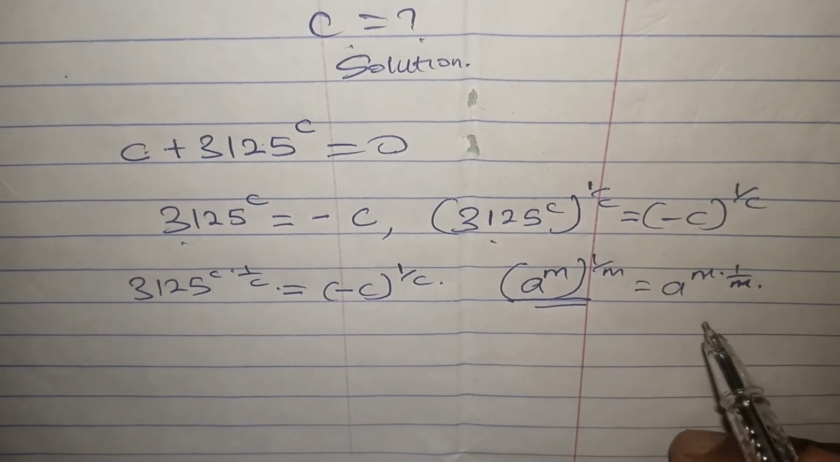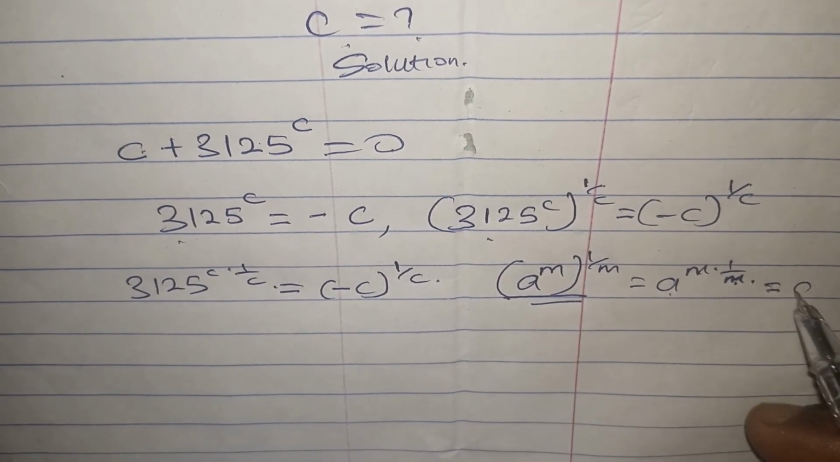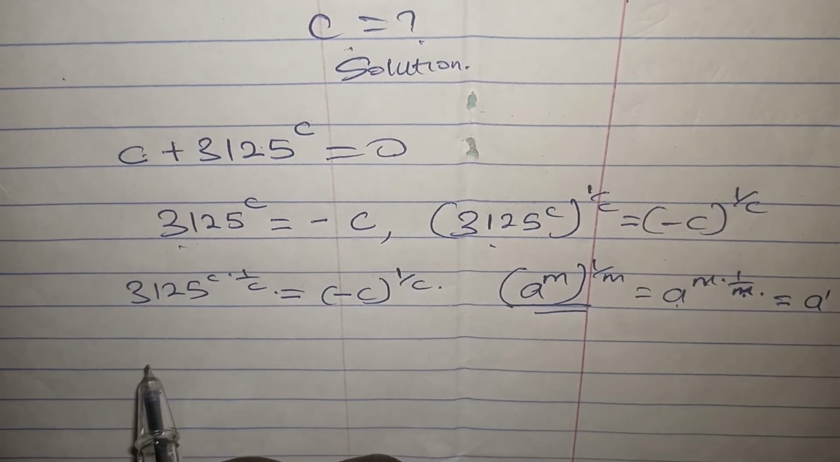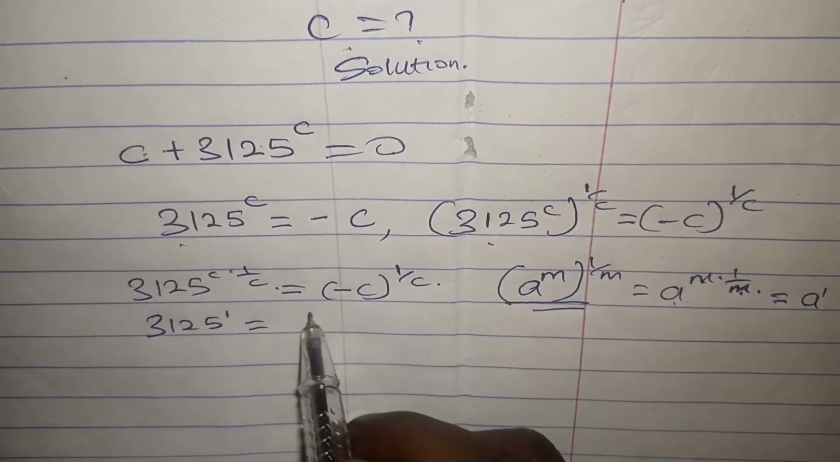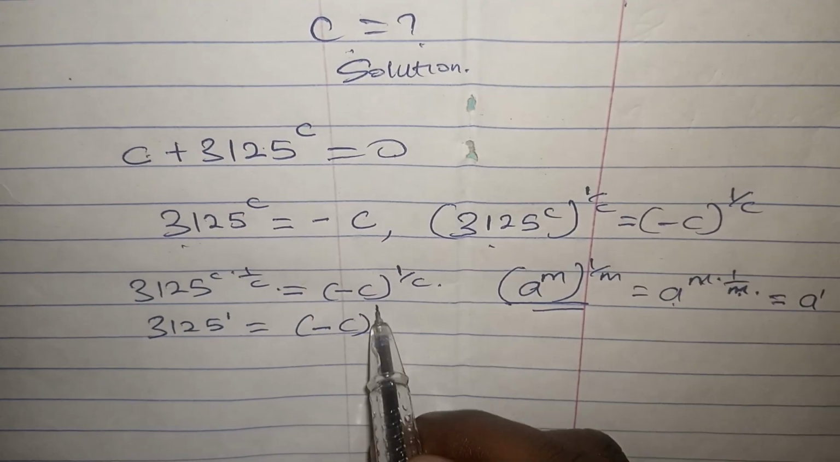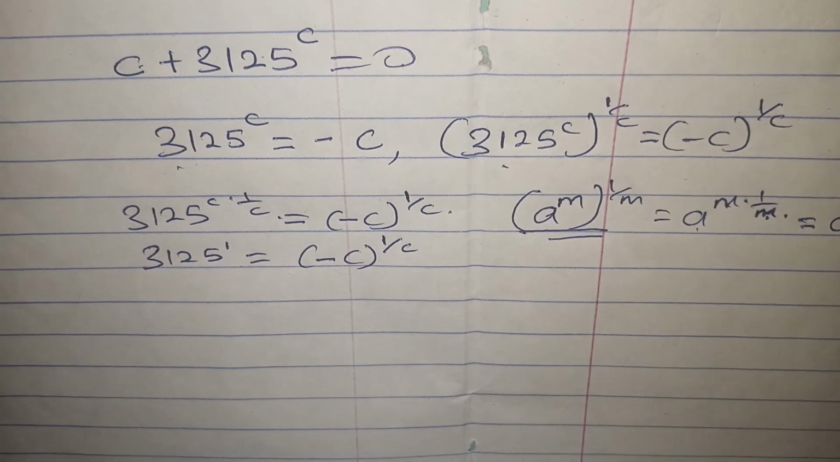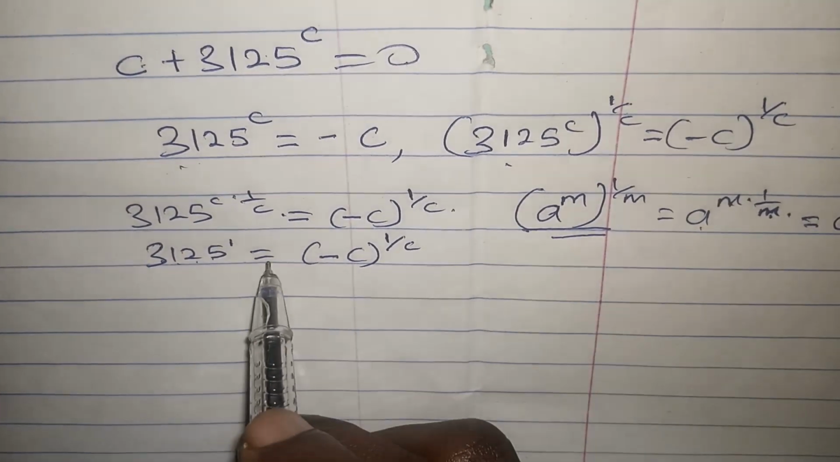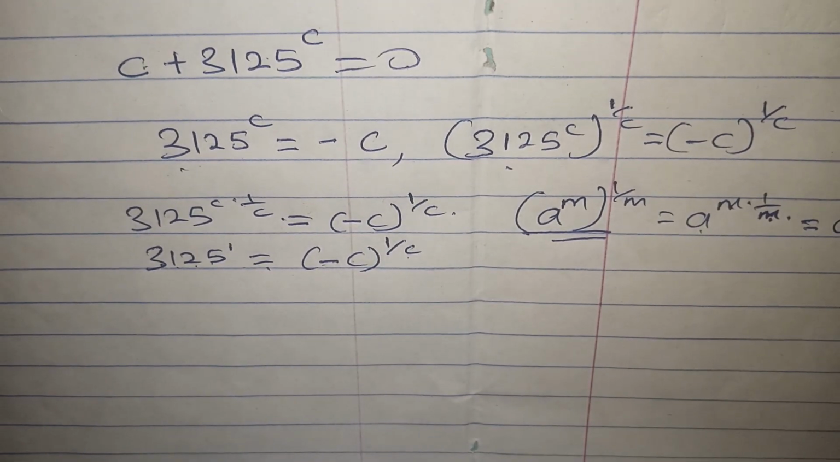So if we obey this principle, this and this will cancel off, which is also equals to a to the power of 1. So if we put this principle here again, we can have 3125 to the power of 1 is equals to, open bracket, minus c, close bracket, to the power of 1 over c. Okay, this is what we are now having. What then is the next step? So we are now having 3125 equals to, open bracket, minus c, close bracket, to the power of 1 over c.